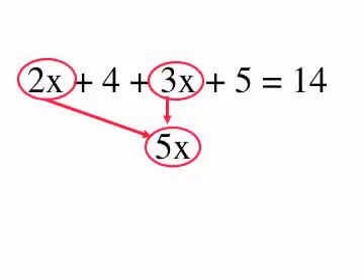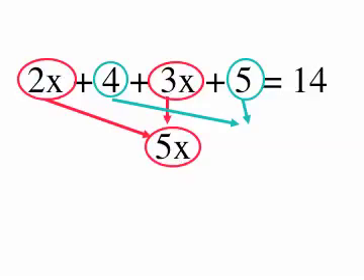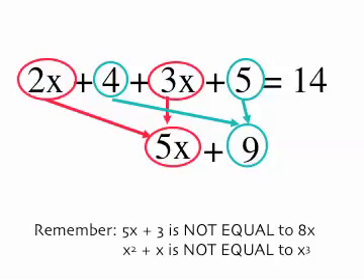We also have two like constant terms, 4 and 5. When we add those together, we get positive 9. So this equation, when we combine like terms on the left-hand side, becomes 5x plus 9 equals 14.